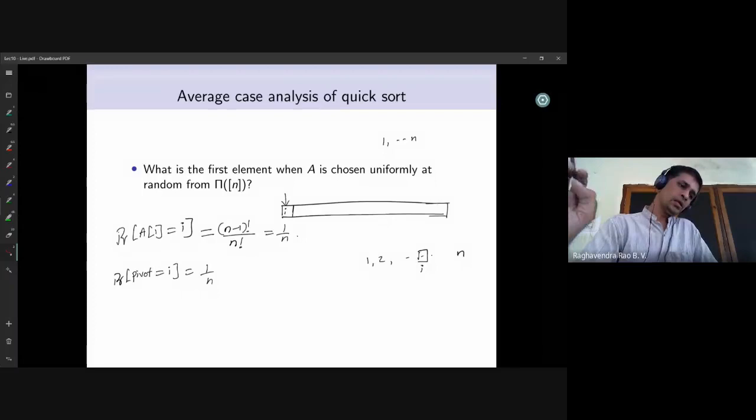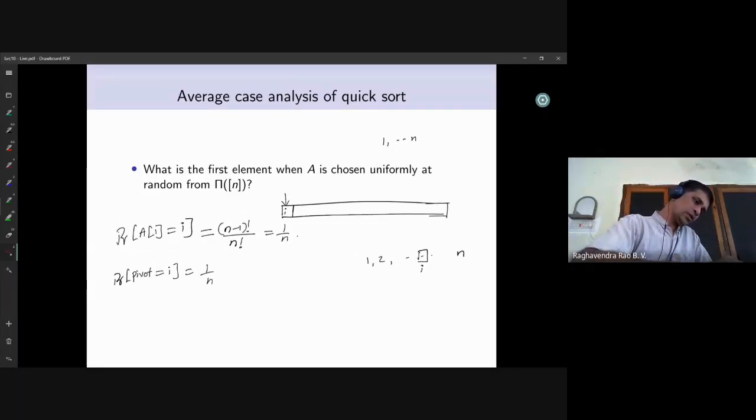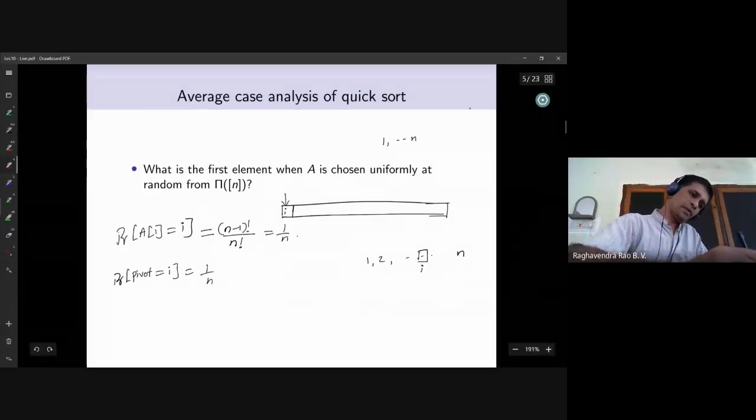Now let's look at the subsequent levels. Let's say this is L and this is R.